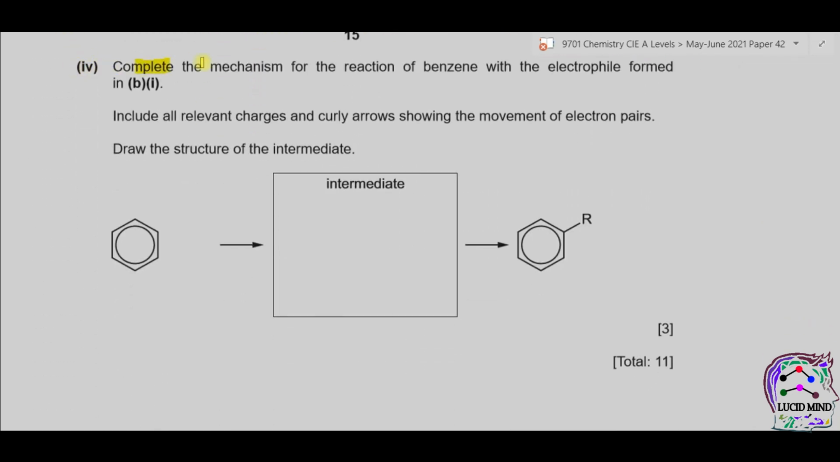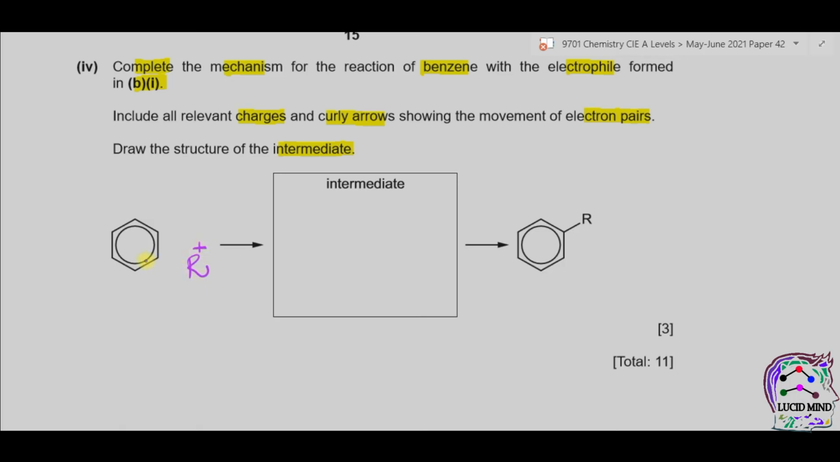Part 4. Complete the mechanism for the reaction of benzene with the electrophile formed in part 1. Include all relevant charges and curly arrows showing the movement of electron pairs and draw the structure of the intermediate. Now we had the R group.